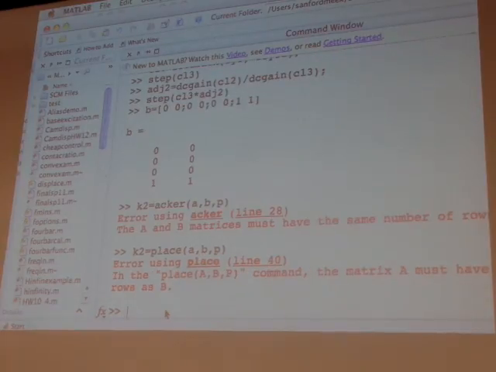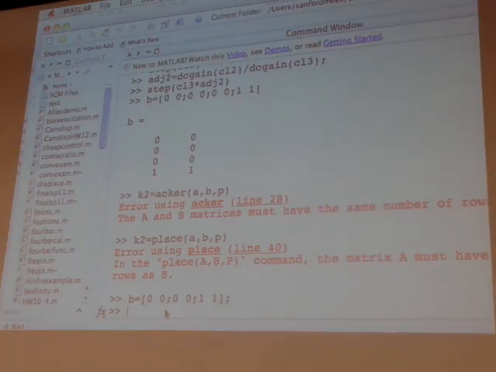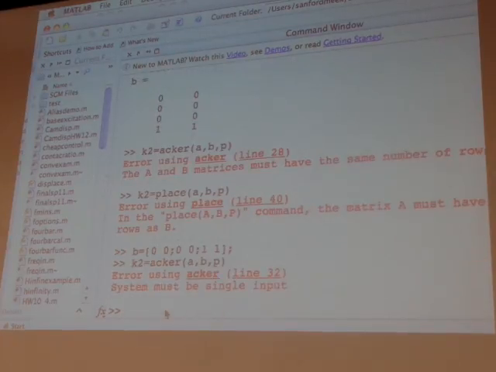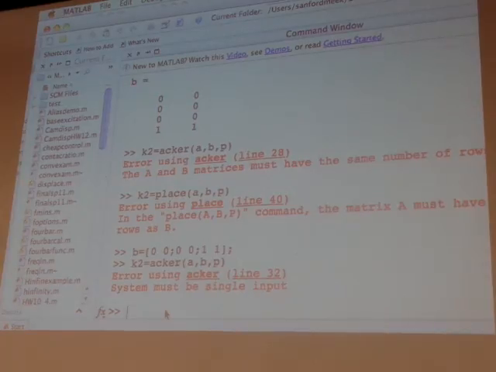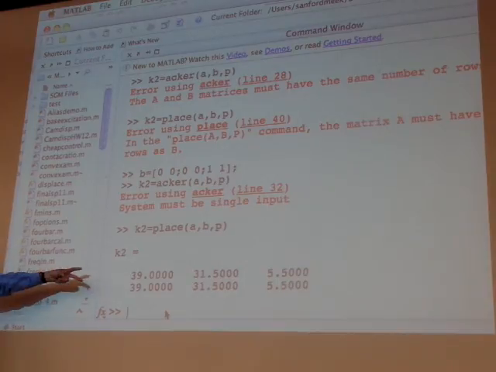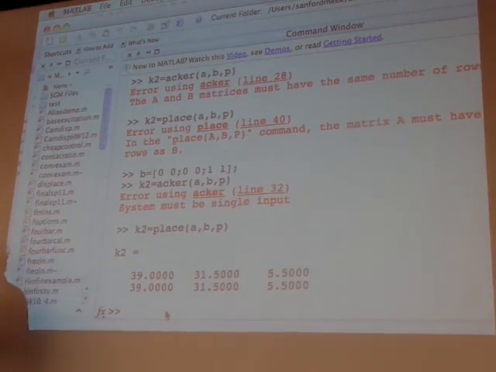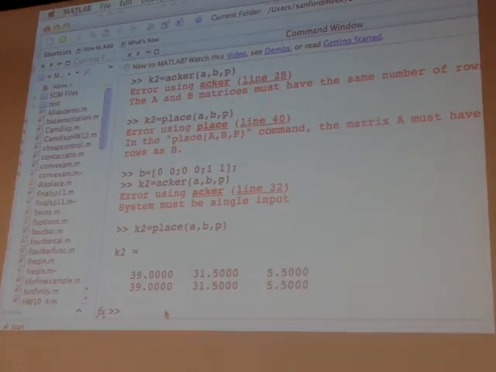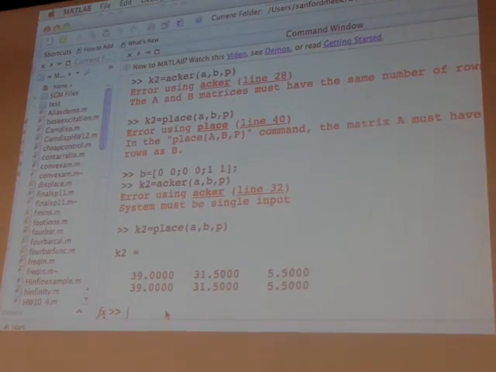And I have 4 rows. I just proved that acker doesn't work. All right, let me see the input. But place works. And what I have are gains for each input, because how many U's do I have?